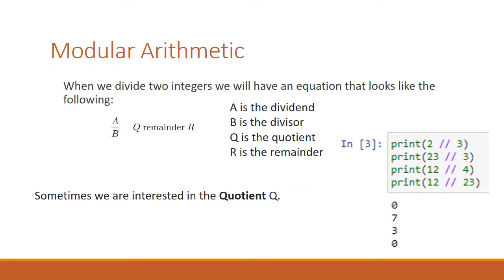When we divide 2 integers, we will have an equation that looks like the following, again, where A is the dividend, B is the divisor, Q is the quotient, and R is the remainder. And sometimes we're interested in the quotient. So we could say A div B will give us the quotient. Here are some examples where we have 2 div 3, which is equal to 0, 23 div 3, which is equal to 7, 12 div 4, which is equal to 3, and 12 div 23, which is equal to 0.